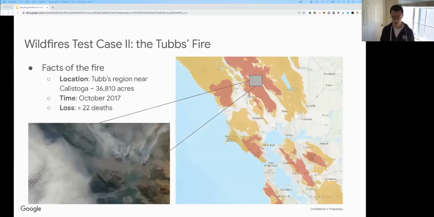Another wildfire case we consider is the Tubbs fire that took place historically in California about 4 years ago. This fire took place in the region near Calistoga and burned about 40,000 acres.